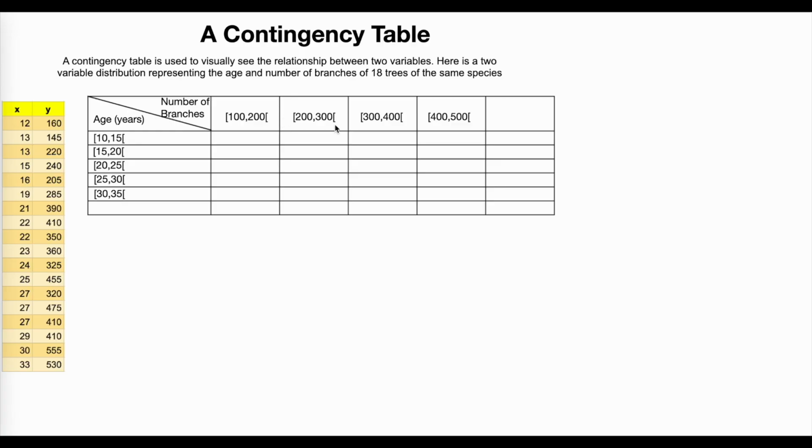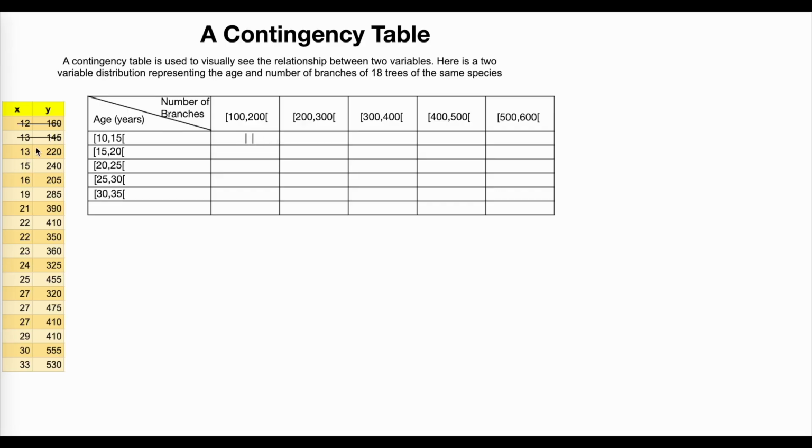What I'm going to do is make a tally table first. This is the precursor to the contingency table, a tally table. I'm going to count this 12-year-old tree. It has 160 branches. 160 is between 100 and 200. I'm going to put a little 1 here. I'm going to cross it off here, put a 1 here. Cross off the 13 and 145, which also falls in right here. I'm going to cross it off, put another 1.